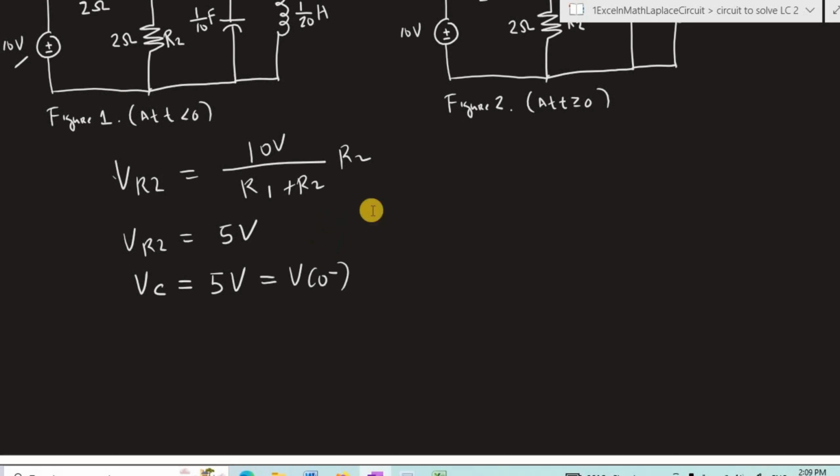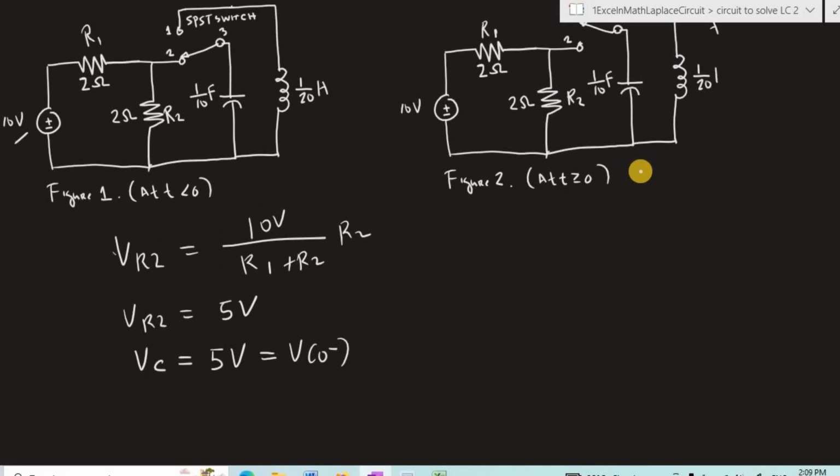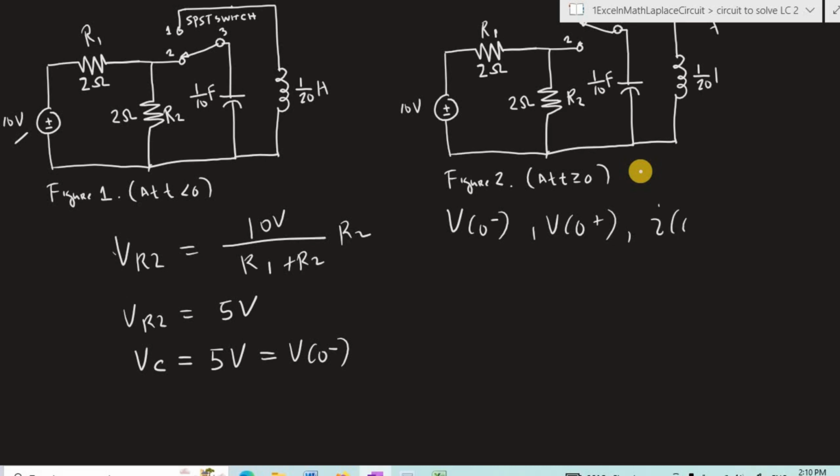Before proceeding further, we need to first clarify some notations. What is meant by V0 minus, V0 plus, I0 minus, and I0 plus?